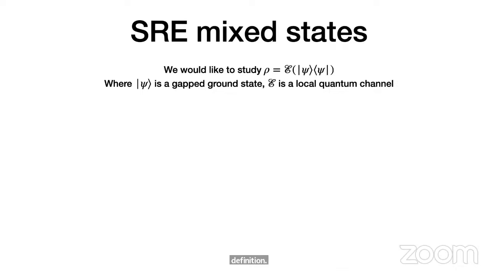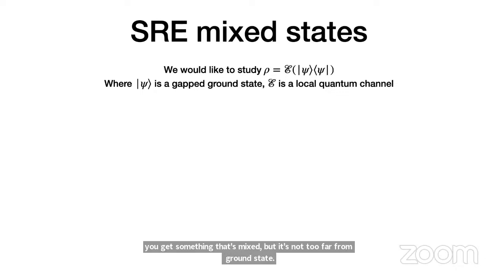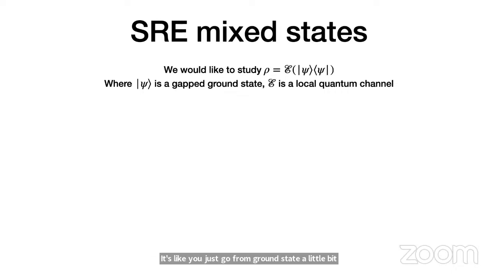Okay. So the motivation is to include all states of this form. You start from some ground state and apply some local quantum channel. So you get something that's mixed, but it's not too far from the ground state. It's like you just go from the ground state a little bit into the realm of mixed state. Okay. The psi is a gapped ground state.